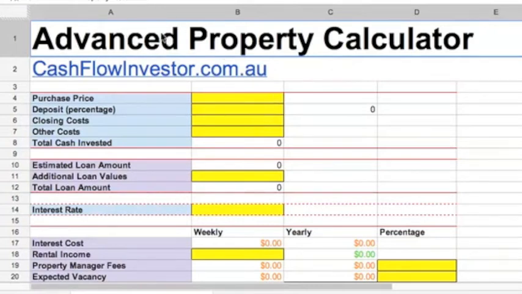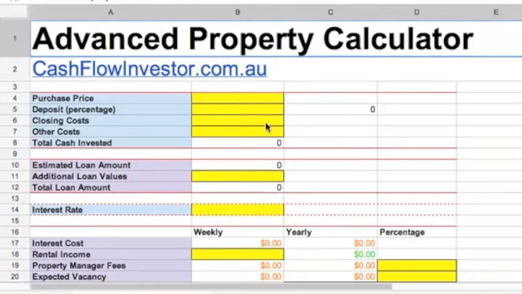This is it here, the advanced property calculator, and what this does is it shows you how much weekly and or yearly cash flow that a property is going to generate for you. It estimates it. Obviously, it's not going to be 100% accurate, but it gives you a good idea of how you're going to perform throughout the year.